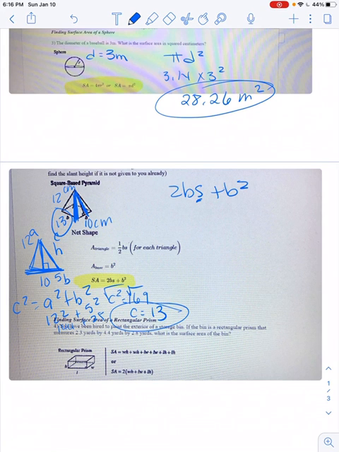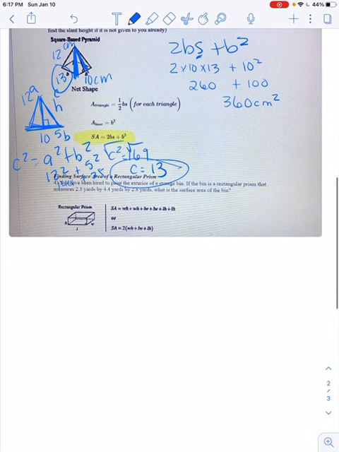Now we can go in our formula. 2 times 10 times 13 plus 10 to the power of 2. That will give us 260 plus 100. And the surface area for this pyramid would be 360 centimeters square.